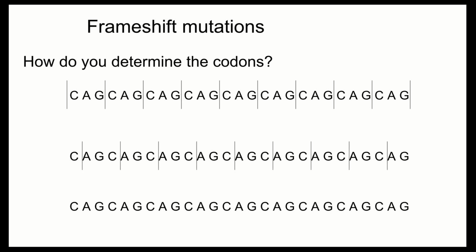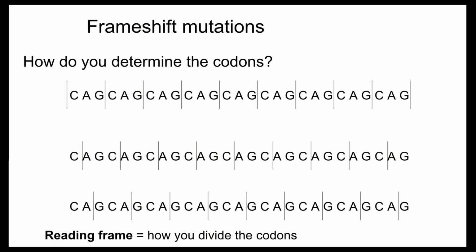Why couldn't you divide up the letters like this or like this, and just put your first codon at a slightly different location? Notice that if we change where we start determining our codons by just a letter, the codons themselves change a lot. In our first line, we've got CAG repeating over and over. In our second line, we've got AGC repeating over and over. And in our third line, we've got GCA repeating over and over. What we're looking at right now is the reading frame. This is how you divide the codons.